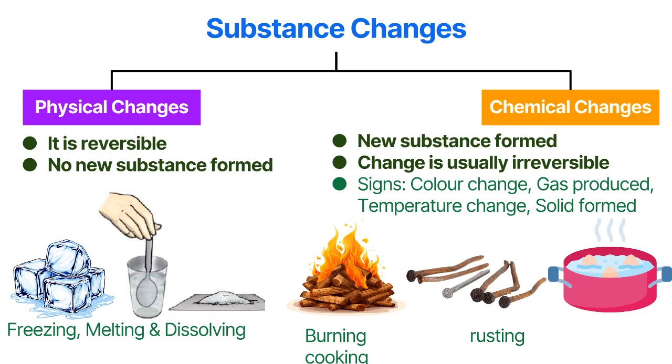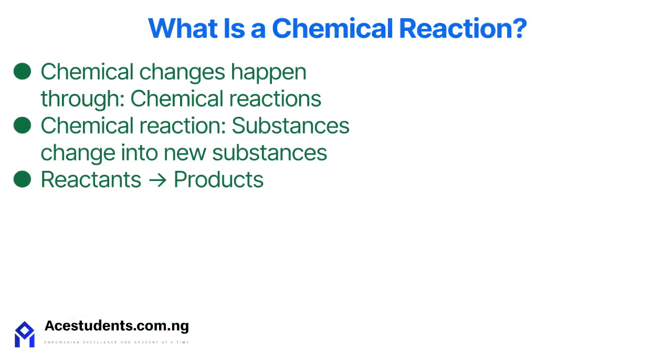Now that we understand chemical changes, let us focus on chemical reactions. A chemical reaction is a process where substances change into new substances. The substances you start with are called reactants. After the reaction, new substances called products are formed. Therefore, a chemical reaction always results in new substances with new properties.